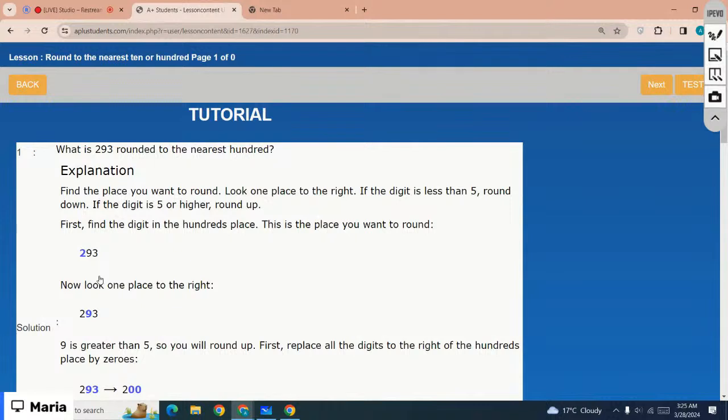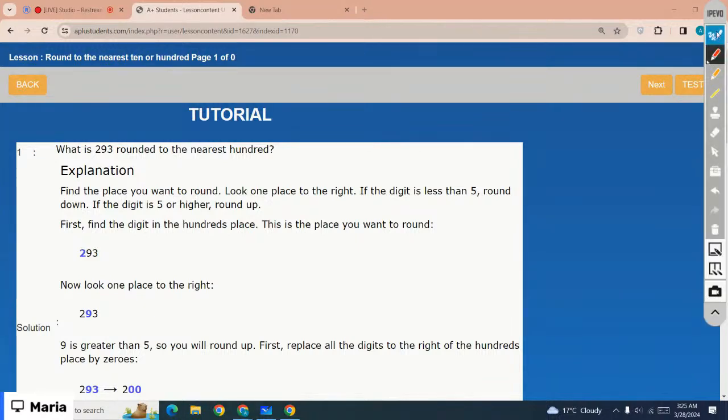The first one is: what is 293 rounded to the nearest 100? Now you have to round it to the 100, right? So be careful when you see a question: you have to round off, but to which place you have to round off. Here you are given the hundreds digit to round off, right?